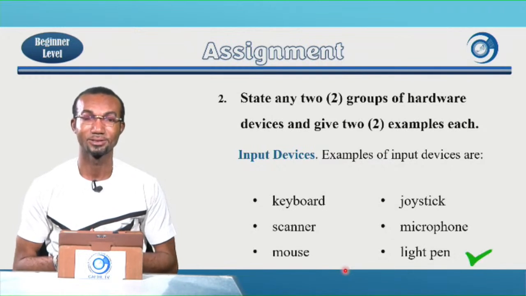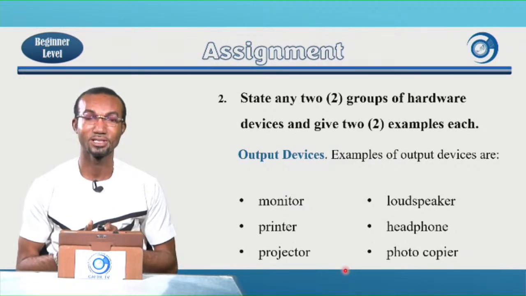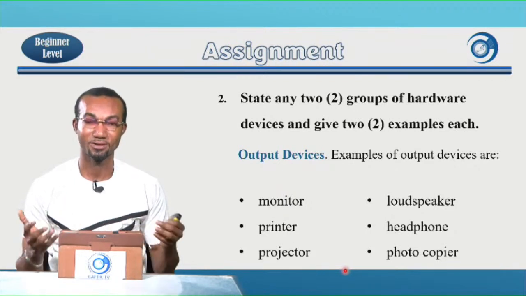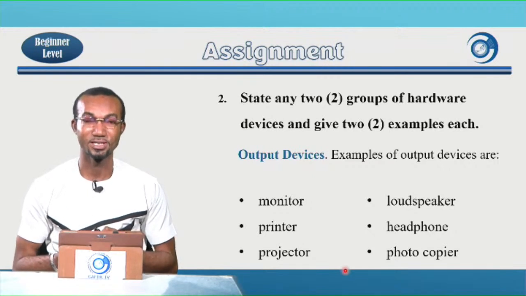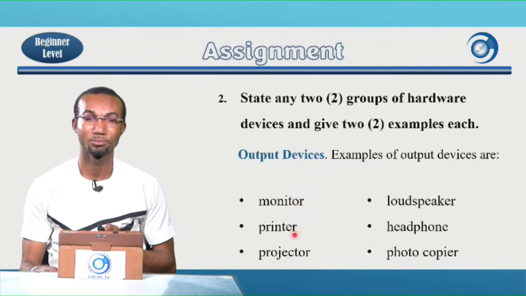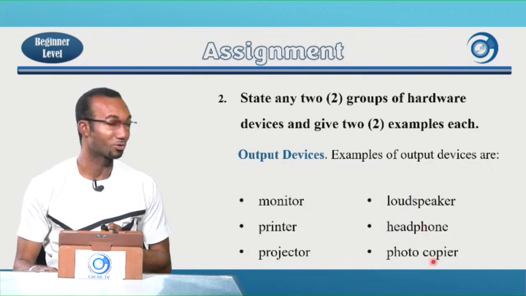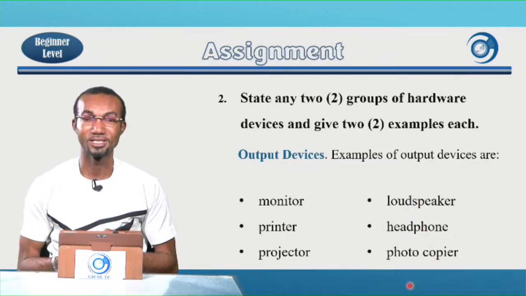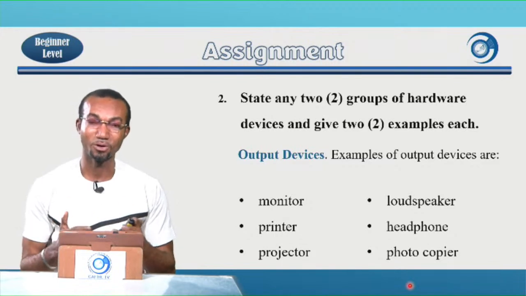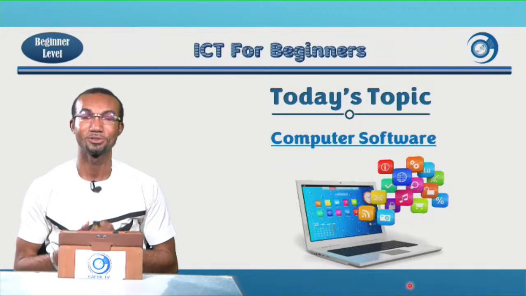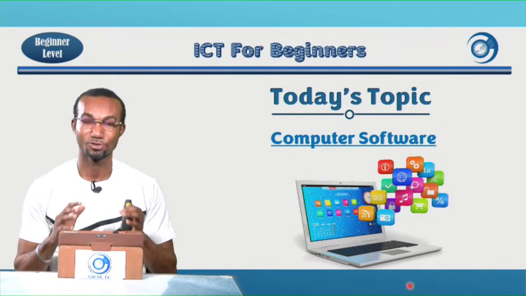The next one is output devices. They bring out information from the computer system after processing for us to see. And we have examples like the monitor, the printer, the projector, loudspeaker, headphone, and photocopier. So if you wrote some of these answers, or those that are not here but are correct, then you are right. Good. Now let's move to today's topic on computer software.